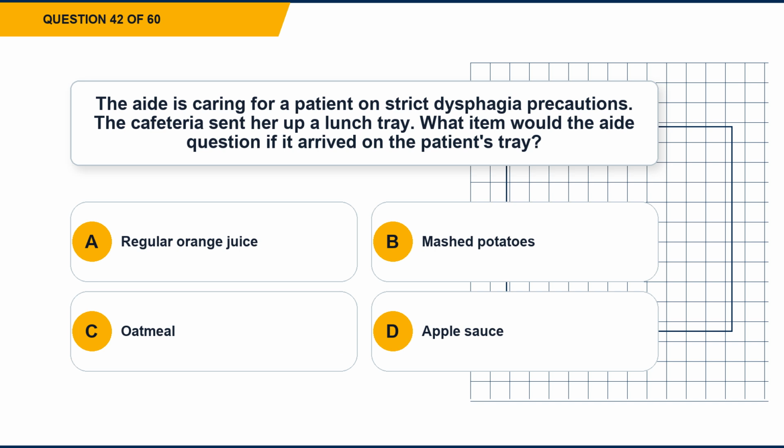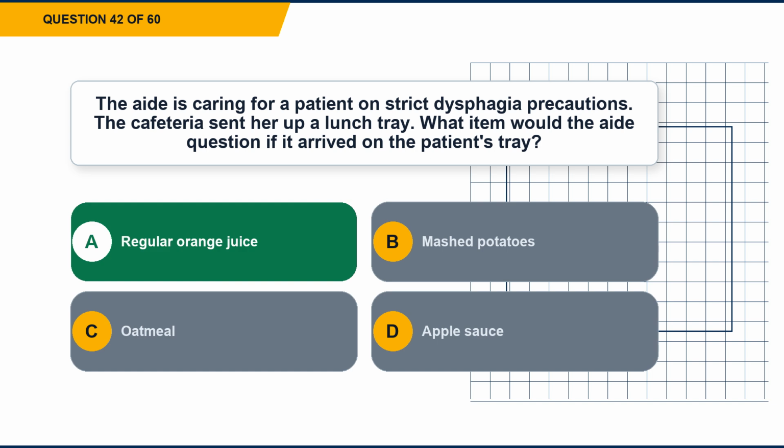Question 42. The aide is caring for a patient on strict dysphagia precautions. The cafeteria sent her up a lunch tray. What item would the aide question if it arrived on the patient's tray? Option A, regular orange juice. Option B, mashed potatoes. Option C, oatmeal. Option D, applesauce. The correct answer is option A, regular orange juice.